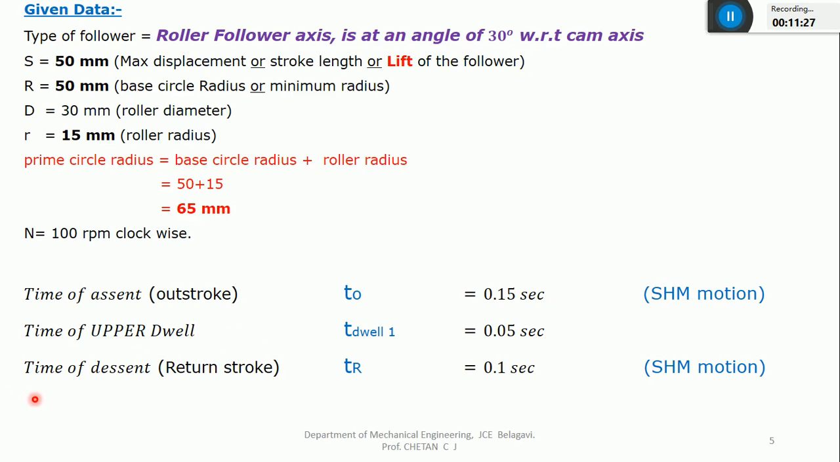And after that, it will come down. After reaching the top position, it will take rest. Again, it will come down in a time interval of 0.1 second, which is nothing but the time of descent. The follower is coming down. The return stroke, that is denoted with TR, that is 0.1 second. It is also with simple harmonic motion. Both are simple harmonic motion.